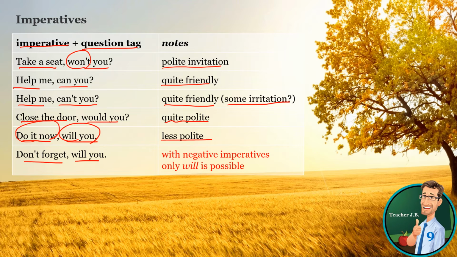You can use positive. This is negative, and you can use a positive. Okay, so do it now. Will you? Don't forget. Will you? With negative imperatives, only will is possible. So if this is negative, always use will. If it's a positive statement, you can use negative or positive. That's up to you.